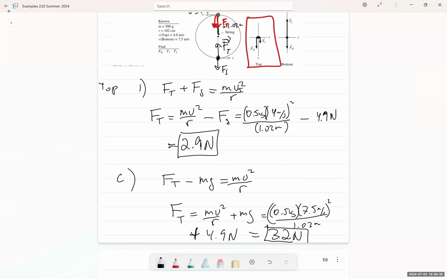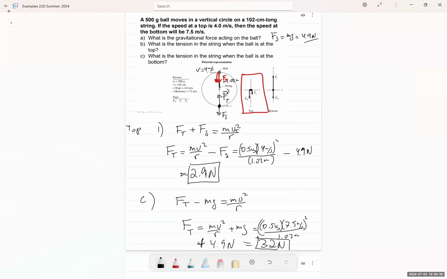All right, questions? Let me know if you have questions on this last problem or anything that we've talked about today.